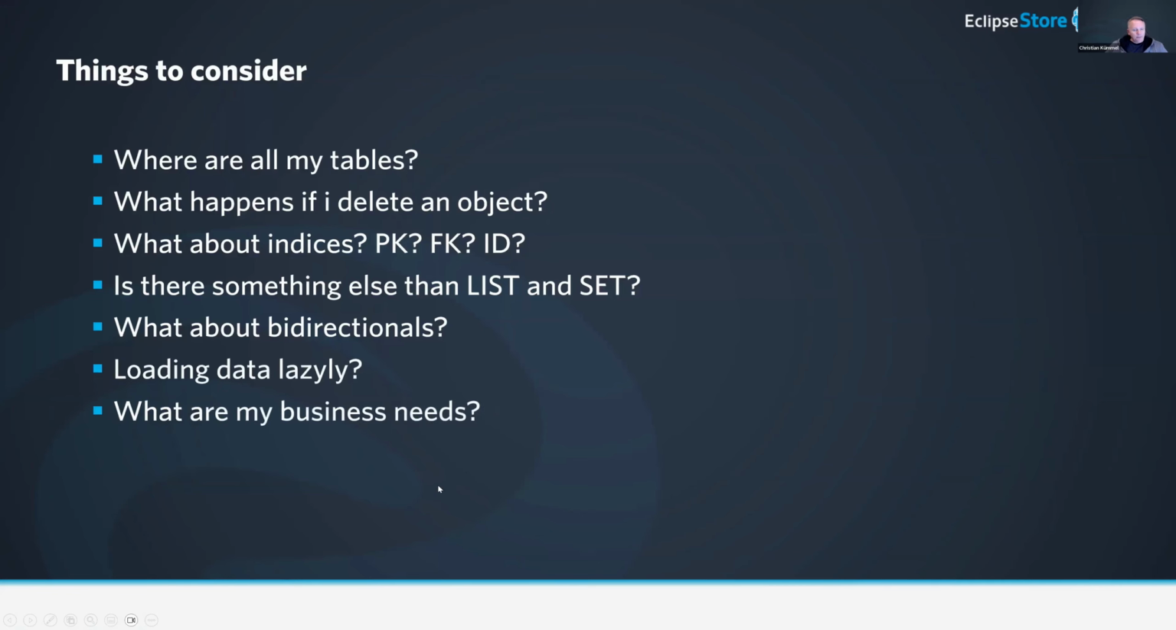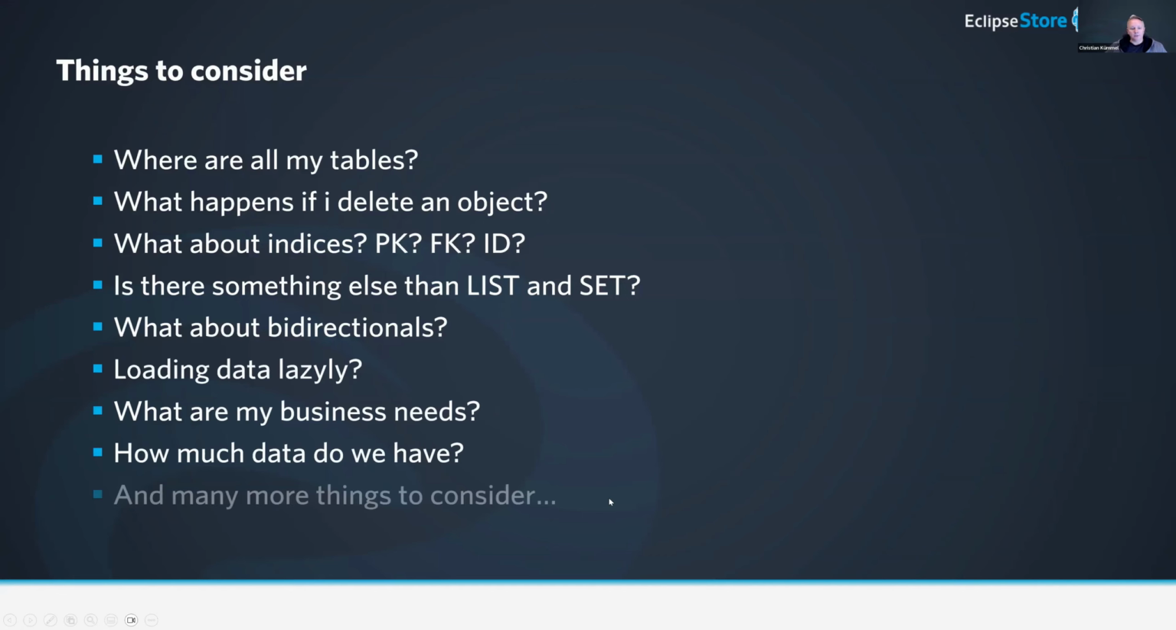Loading data lazily, we talk about this a little bit later. And what are my business needs? I think that's the most important thing when you think about your object model. What are the needs within my business application? And how much data do we have? That's also quite interesting to see: do we have 1,000 or do we have millions of data? These are things you have to consider.